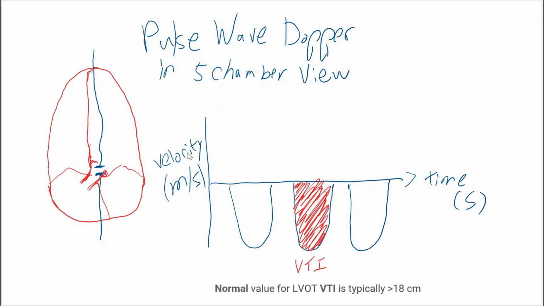Here on the y-axis is the velocity, and the x-axis is time in seconds. Since blood is flowing away from the ultrasound probe, you have negative velocities going across the gated area that you put your pulse wave Doppler on. On the ultrasound machine, there should be a calculation button that allows you to trace the area under the curve, and the machine itself will calculate the VTI for you. A normal value for LVOT VTI is typically greater than 18 centimeters.